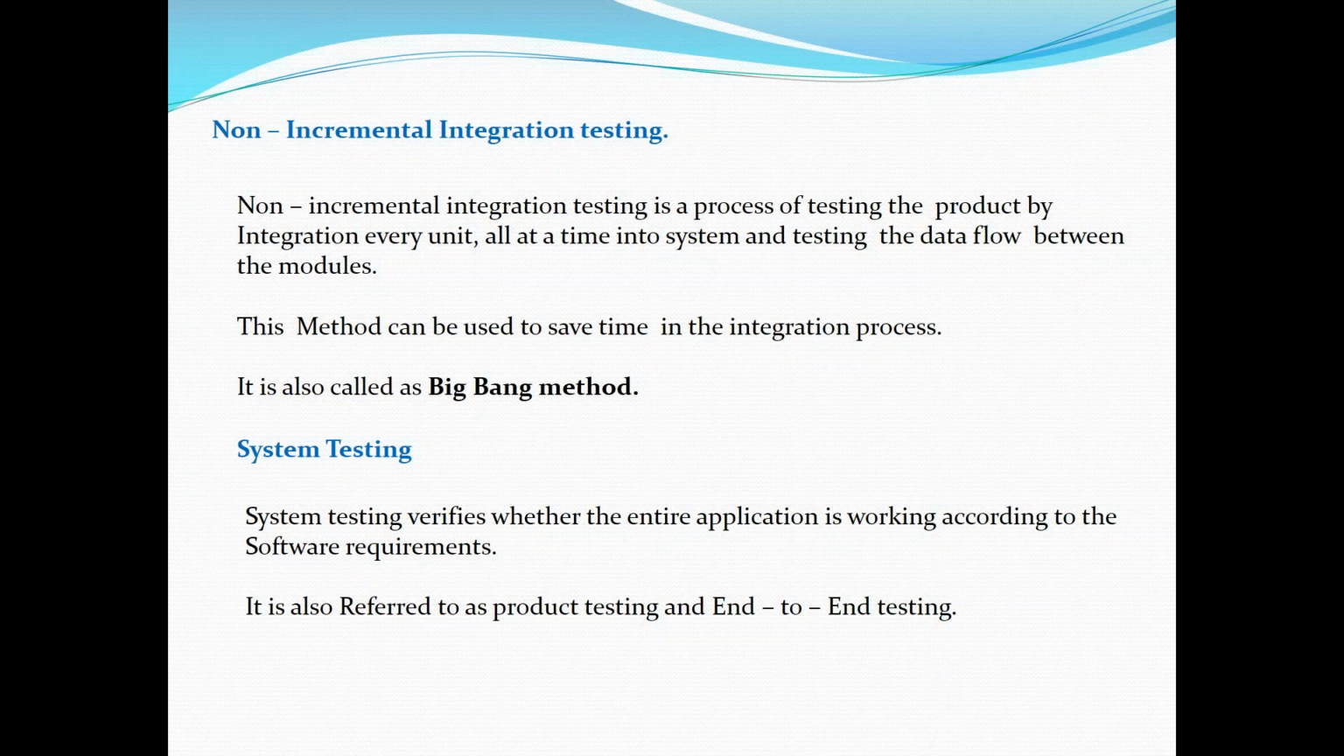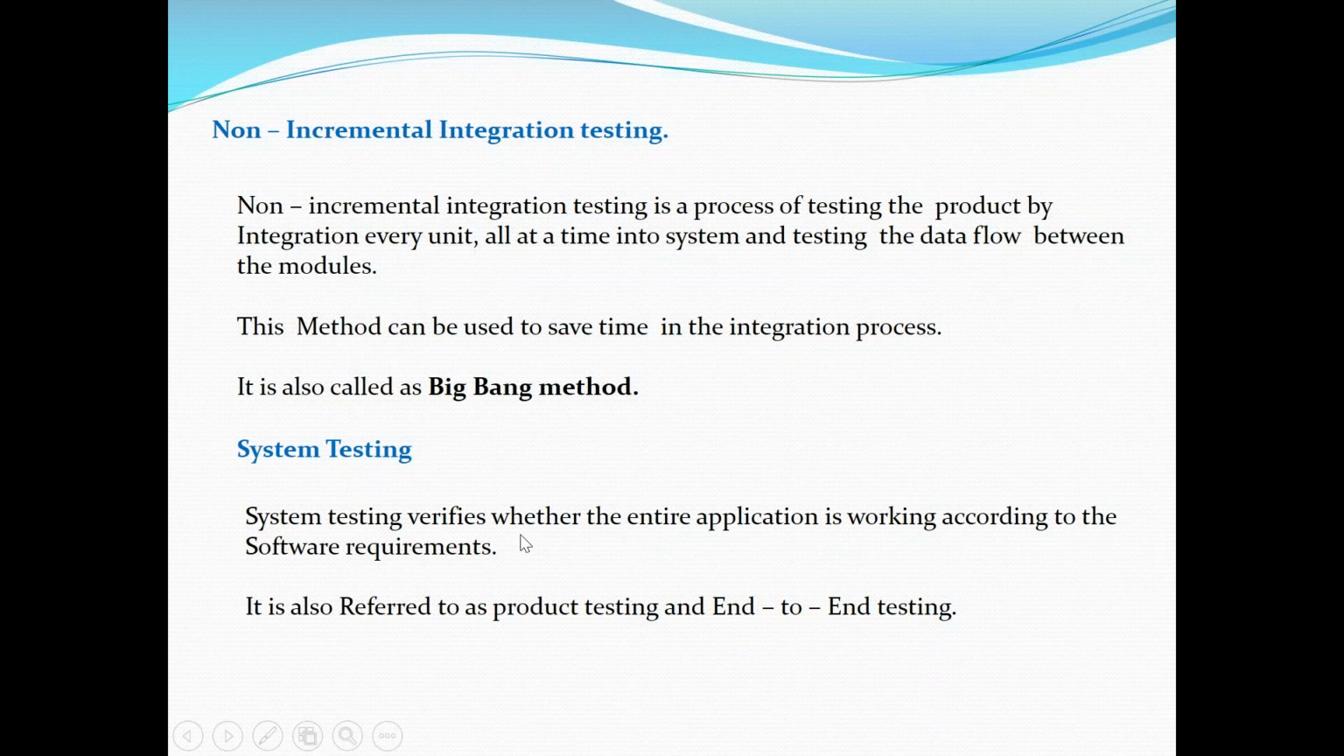So system means what? Complete. System testing verifies the entire application, not only a module. You know the difference between a module and the entire application. A module means a group of code, that is called a module. System means you need to test the entire application.